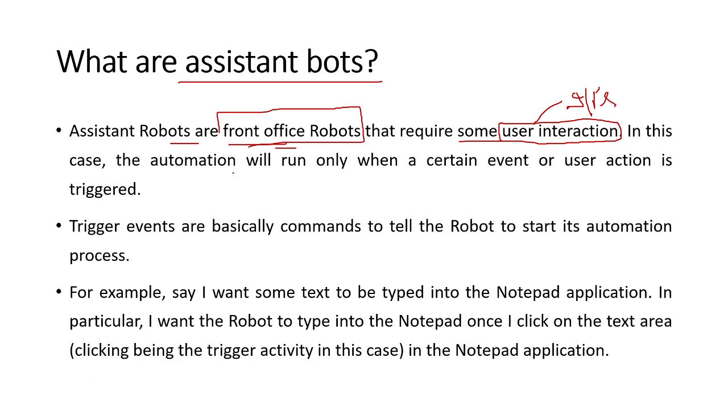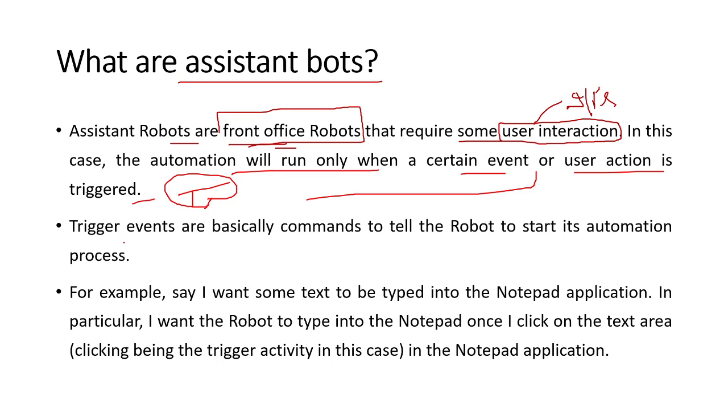Okay, and the author is also telling that automation will run only when a certain event or user action is triggered. The bottom line is very simple. The task can be automated completely only when the user inputs have been accepted. Then only a robot can complete the task T, otherwise a robot has to wait for the user events. That's what user event means, inputs from the user. Clear, that's what the author is telling here.